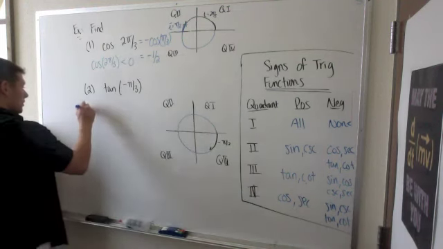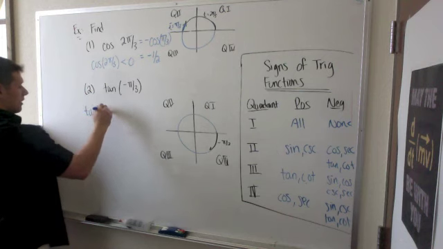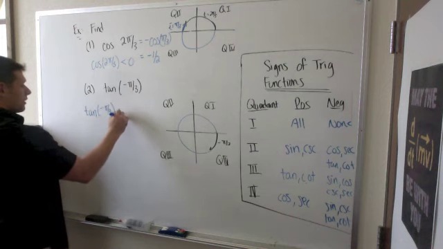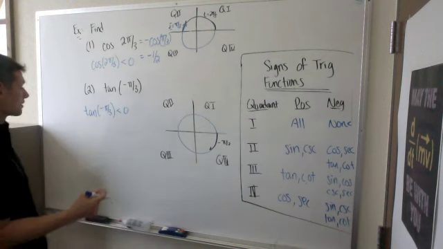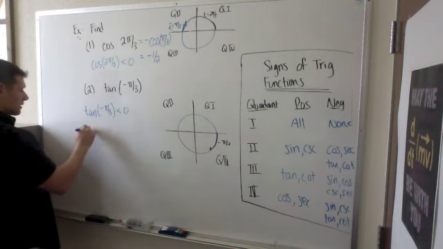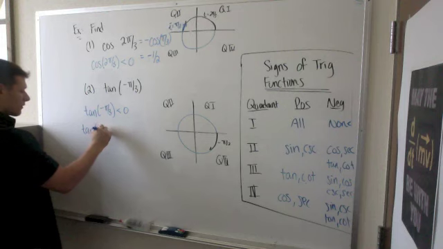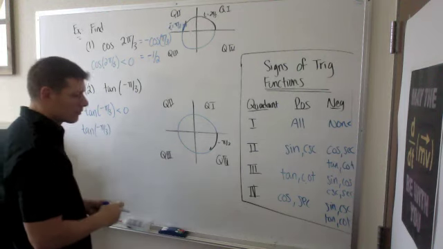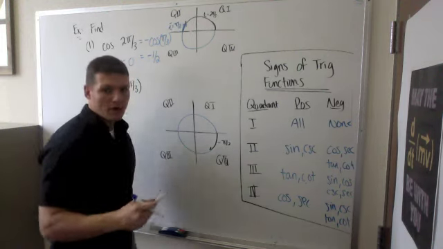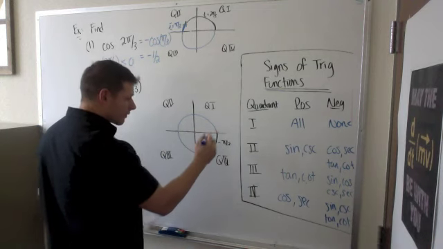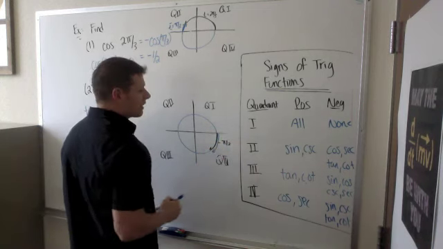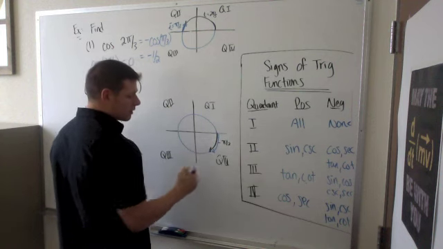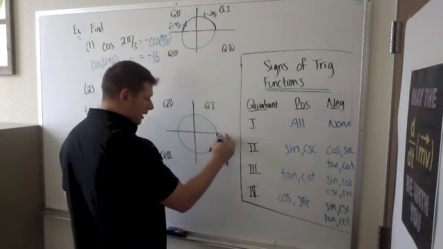So we know tan of negative pi over 3 is less than 0. We know it's negative. And by the way, what's the reference number here? Well, it's going to be pi over 3, right? That's the shortest distance along the unit circle from the x-axis to the terminal point. Okay, that's a distance of pi over 3.